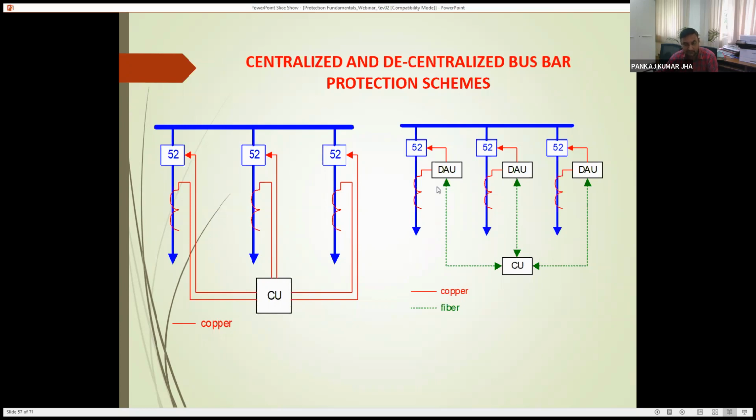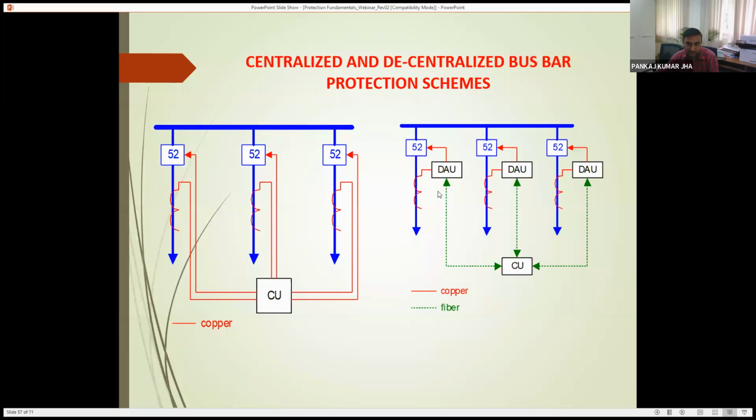Now, in case of decentralized, the currents of the particular feeders or particular bays are measured at that level only, or at that kiosk, if there is a kiosk or SPR, or in a particular data acquisition unit. This is called the bay unit. So for each feeder, you have one data acquisition unit. Current will be measured here. Then this current will be transferred to the central unit. The central unit will calculate the differential and stabilization current. If it sees that it is a bus bar fault condition, it will inform all the data acquisition units. And now the data acquisition unit will trip the circuit breaker.